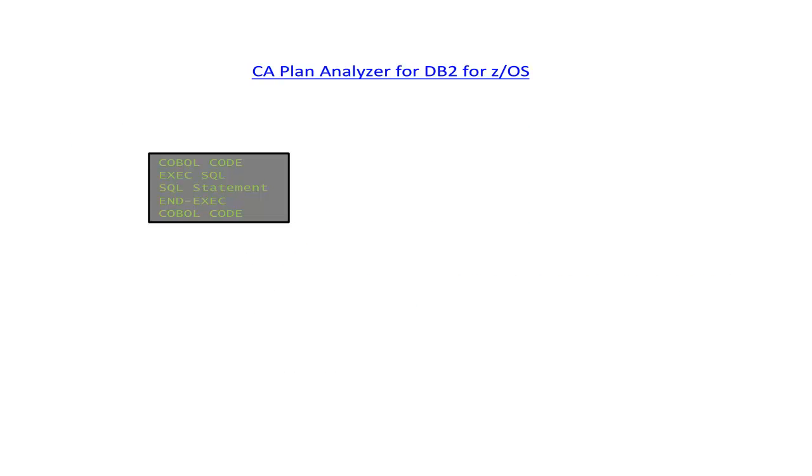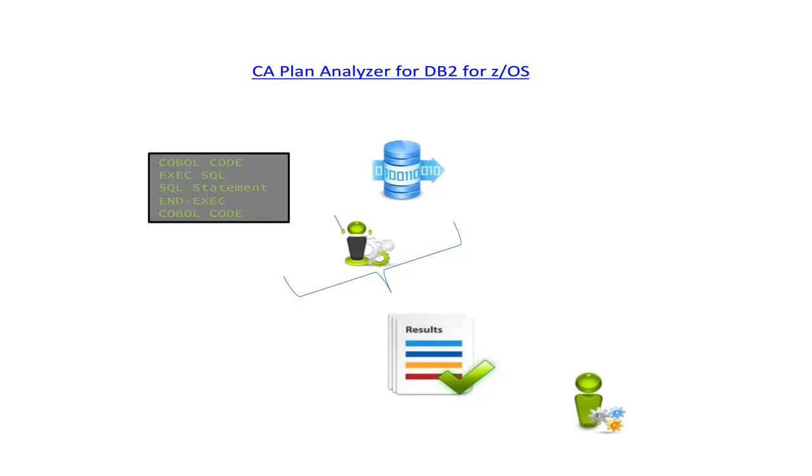We have the application, in this case a COBOL program with embedded SQL. We have the DB2 database, and with that we can run Plan Analyzer to analyze the embedded SQL statement in the context of this particular DB2 system. Plan Analyzer will provide suggestions to application programmers to improve their embedded SQL statements, and to database administrators to adjust and tune their DB2 environment based on the needs of the applications.